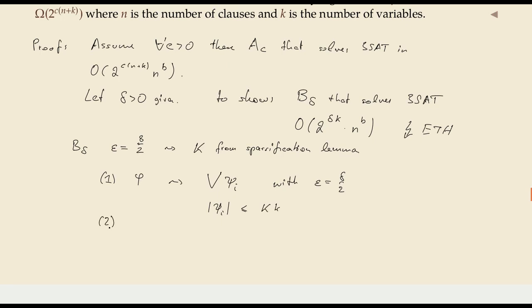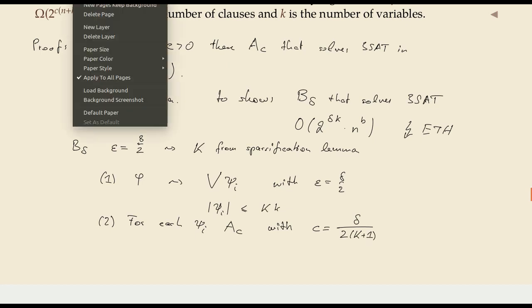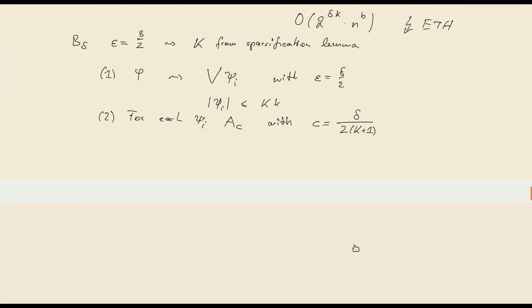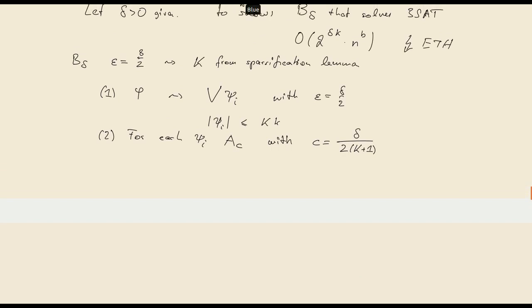And the next step is, for each of the individual parts of this large disjunction, we use our algorithm A_c, where we choose this constant c as delta divided by 2 times (k plus 1). You will see in a second that this is just the constant that works out. There's nothing specific about that number otherwise.